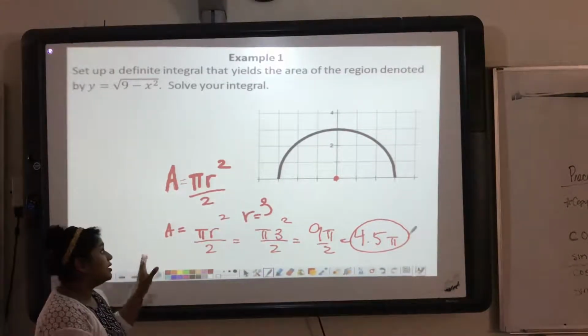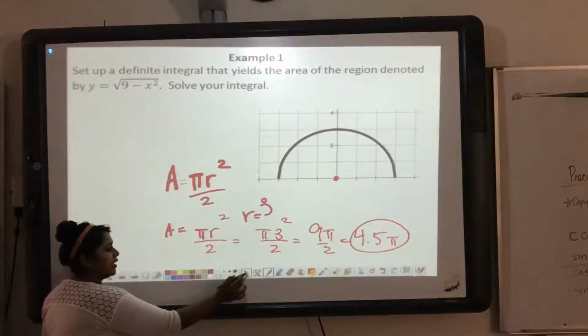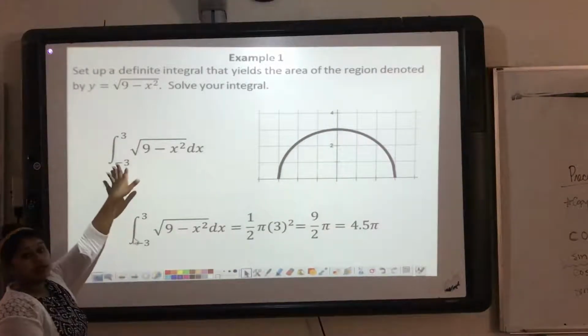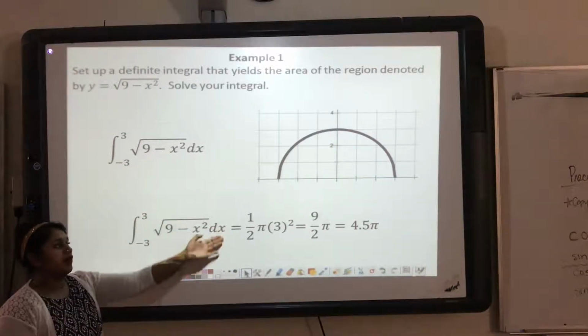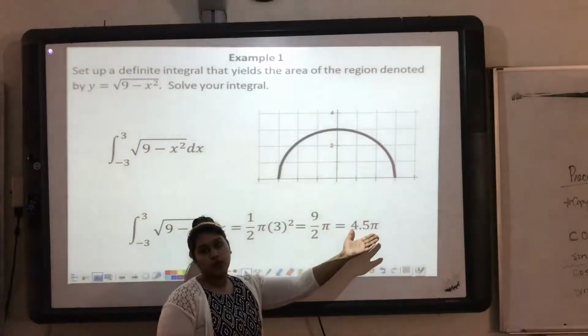Okay? That is the area of the definite integral. But I cannot forget the left-hand side. I can't forget my notation. So here it is. Oh, I forgot to tell you where we're coming from, but the definite integral from -3 to 3 of our function must be equal to the area under the curve, which is equal to 4.5 pi.